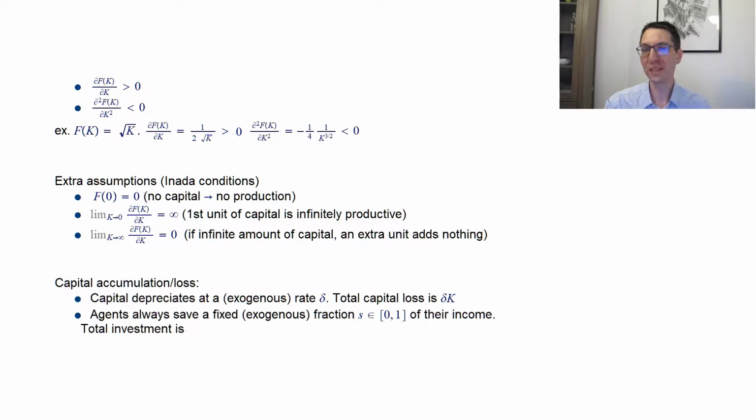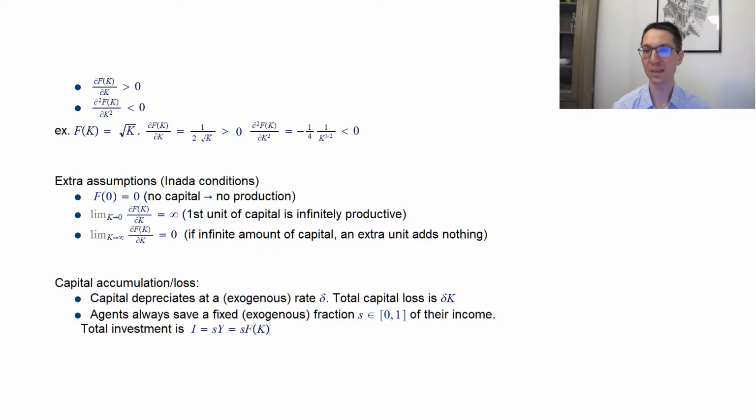And what can I do to mitigate this loss of capital? Well, I can invest in more capital. And to invest, I need to save some of my output. So here, the savings rate is some fraction s between 0 and 1. Agents can save this fraction of their income and reinvest it. So what is total investment? Total investment is going to be written I equals the fraction of production saved, s, multiplied by the total production. And I can already substitute F.